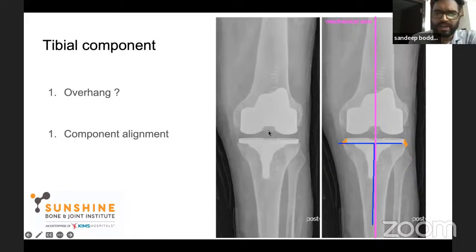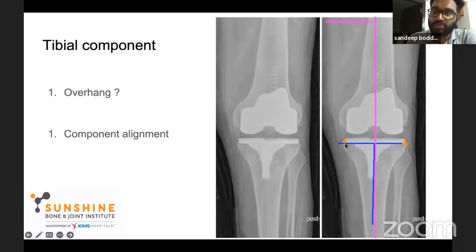Let us stick to the basics of primary TKR and not go into revisions. So first, the tibial component. Is there any overhang? Here you can see in the orange color, the tibia is flush with the cortex. In the proximal tibia, the peripheral rim is cortical area and centrally it is a very soft area. So when your tibial component is sitting on the peripheral thick cortical region, stability is more.